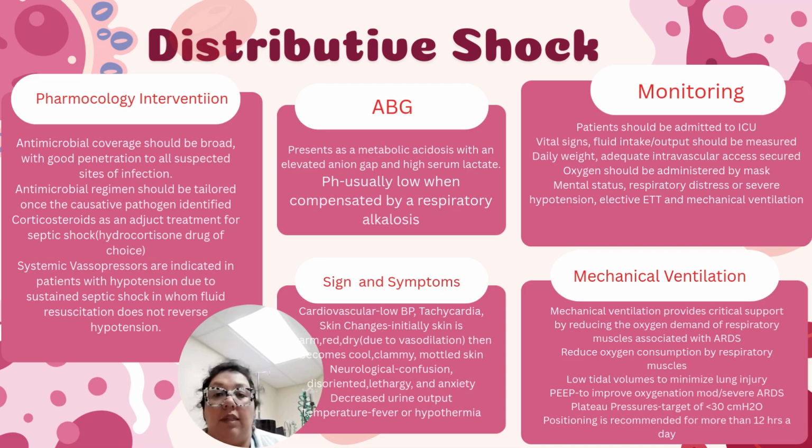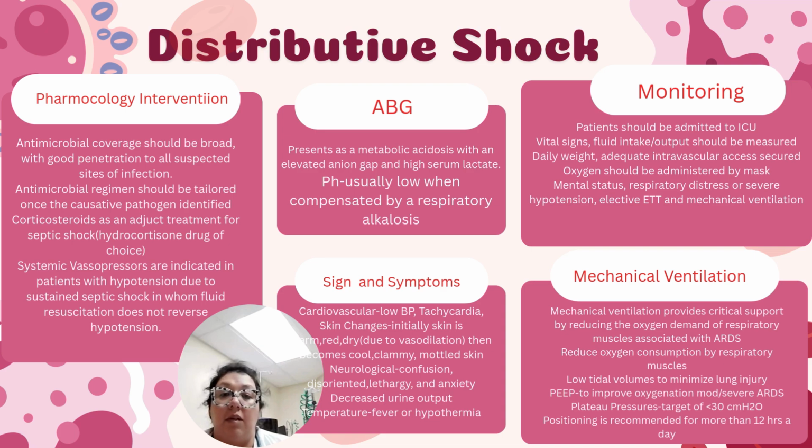So that's the only time that they would like to use a vasopressor, is when the patient has not responded to fluid resuscitation. Then they will use a vasopressor to help with that contractility of the heart to move that fluid and blood around. An ABG will present as a metabolic acidosis with an elevated anion gap and high serum lactate. pH usually is low when compensated by a respiratory alkalosis.